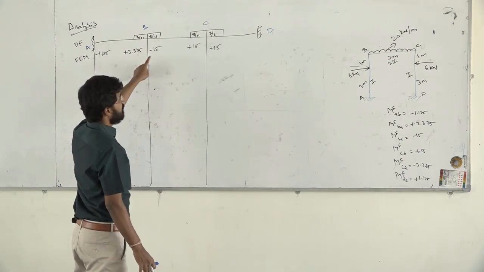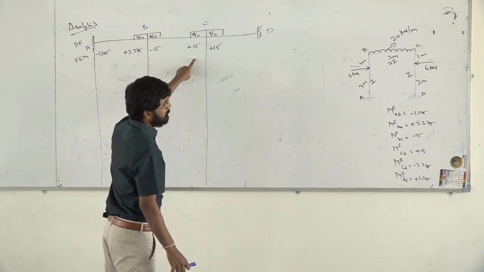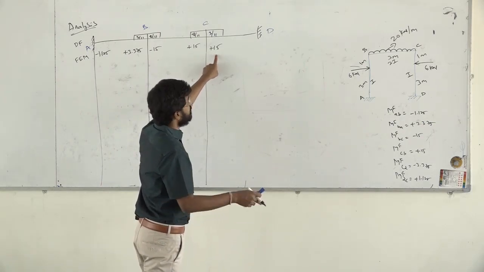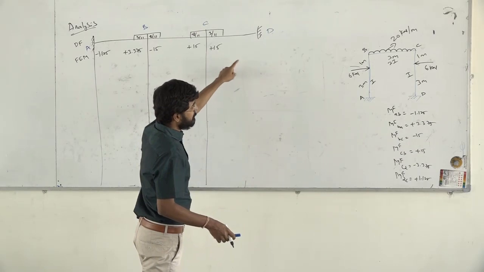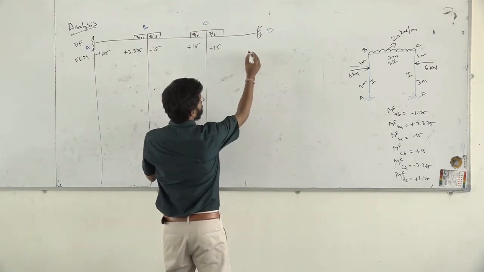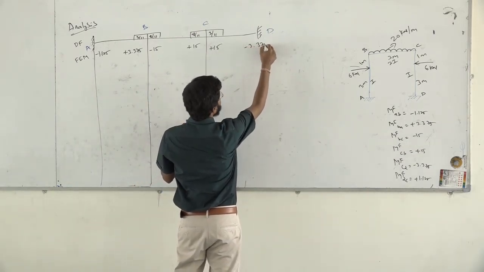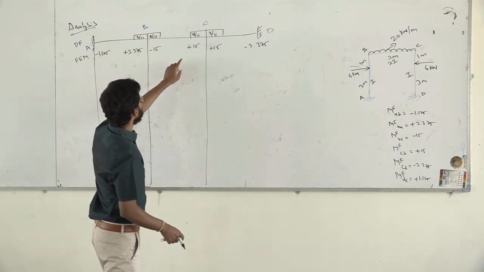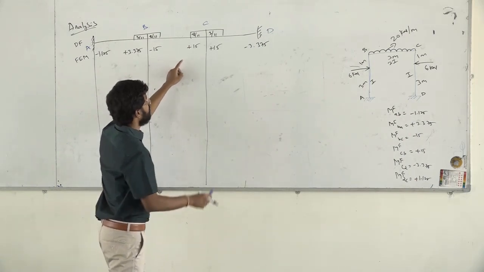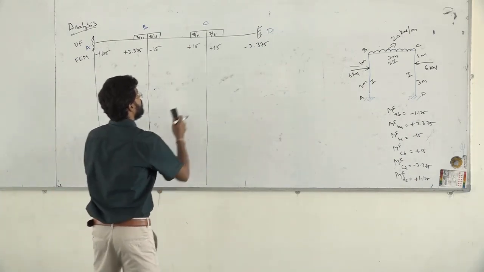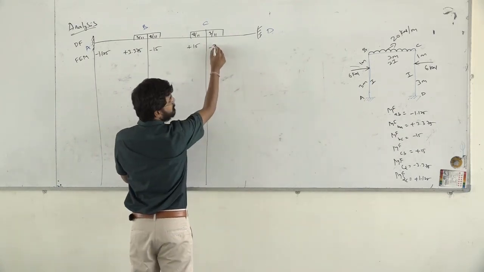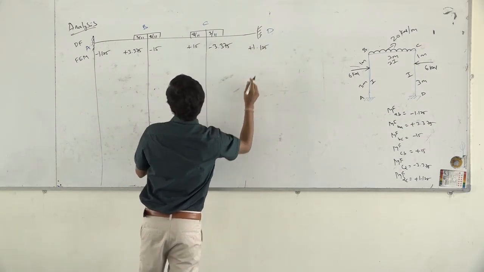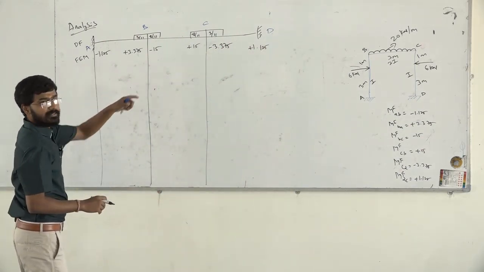AB, BA, again BC. We have BC as minus 15. Again we have CD, A, B, C, D has plus 15, and then we have minus 3.375. Now these are the values we have. So here minus 15, plus 15, this is minus 3.375, and here we have plus 1.125. So we have got our fixed end moments. These are our fixed end moments.